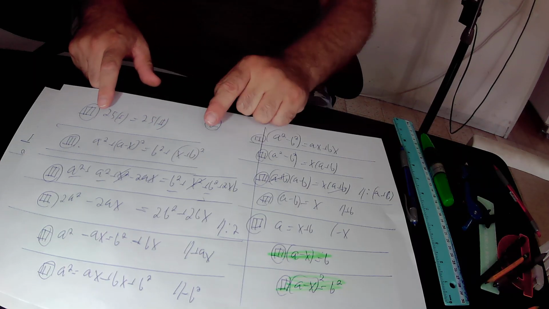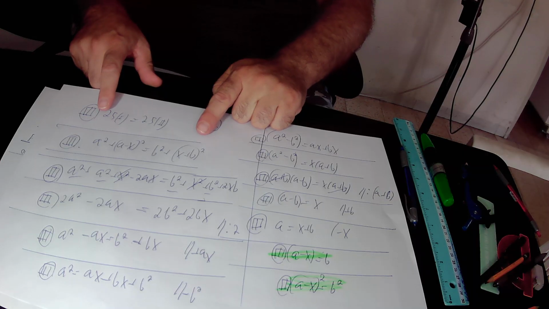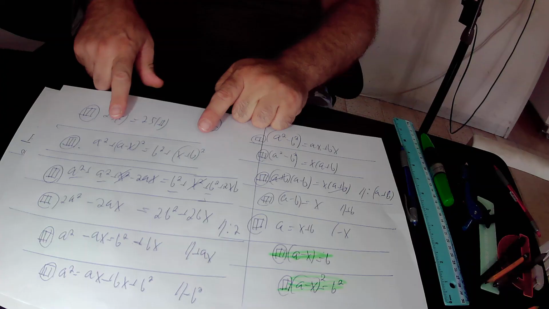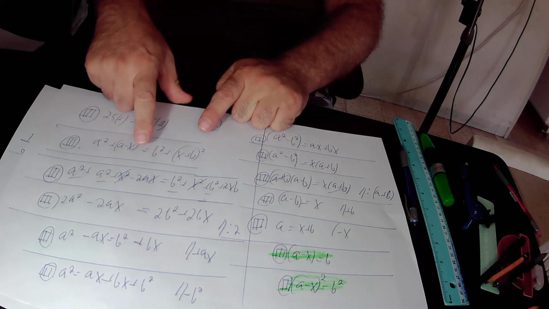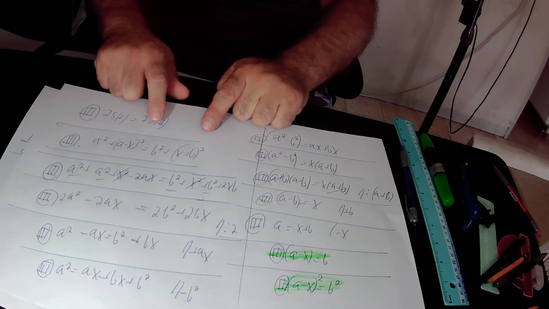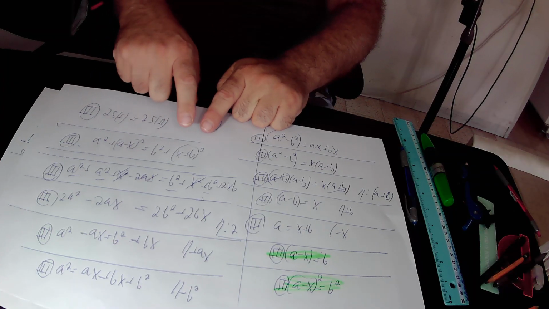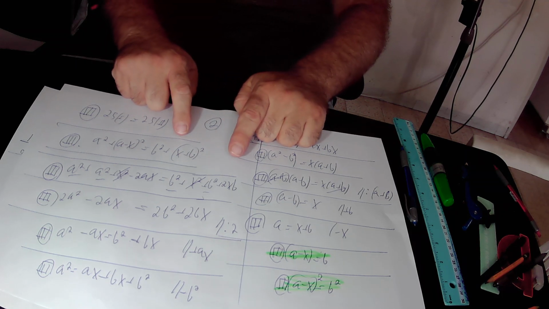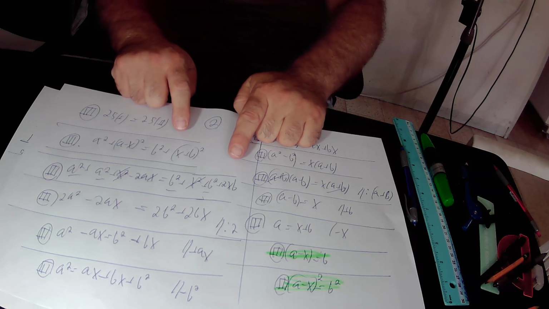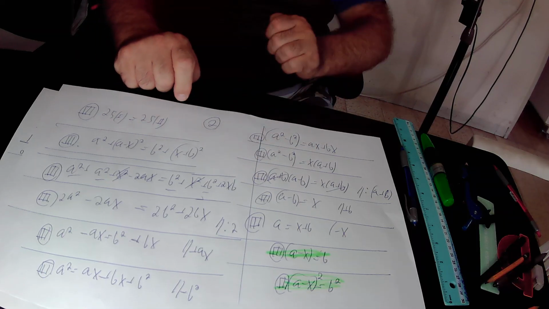Here we open the brackets of both sides of equation 3 and found out that, according to equation 3, a squared plus (a minus x) squared, where (a minus x) squared equals a squared plus x squared minus 2ax, is equal to b squared plus (x plus b) squared, where (x plus b) squared equals x squared plus b squared plus 2 times x times b.